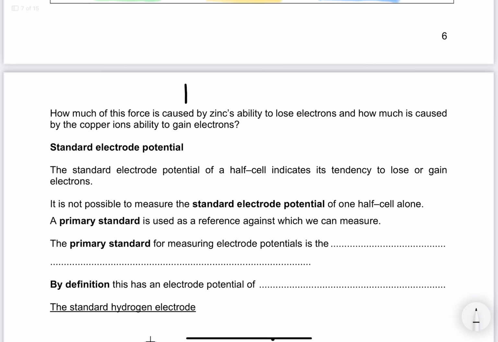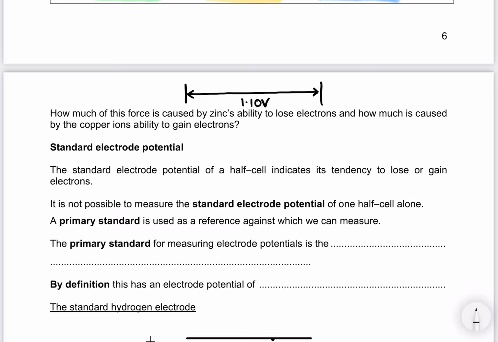So we've got this potential difference of 1.10 volts. How much of that is to do with zinc and how much of that is to do with copper? What we do to find that out is measure something called a standard electrode potential. We decide on a zero line, a zero mark between these two, or it could be to the left or to the right of these two. Actually, for this one, it does fall between them.